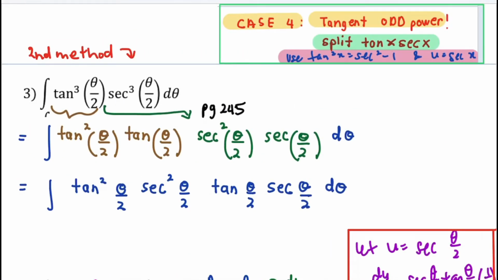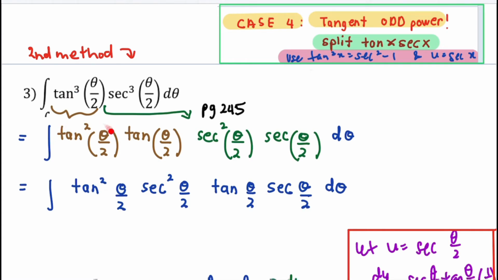Now let us focus on this example here. This is for sure case number 4. Why? Because this is tangent and secant in one integral, and you can see here that your tangent is odd power. So your tangent here is cubic. What we need to do is split so that we have the factor of tangent x secant x. So let's split this cubic here.